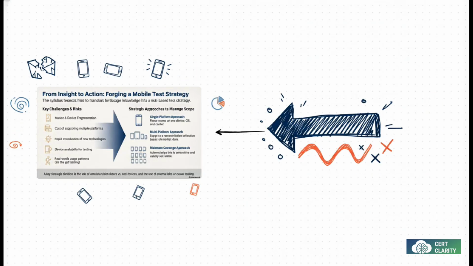Okay, so here's the crucial part: translating all this knowledge into a coherent strategy. This is where the syllabus connects those big challenges, like market fragmentation and device availability, to actual, concrete strategic approaches. Let's be real, you can't test everything. So, are you going to adopt a single platform approach to focus your efforts? Or maybe a multi-platform approach, where you use market data to pick a representative sample of devices? This is where risk-based testing becomes absolutely essential.